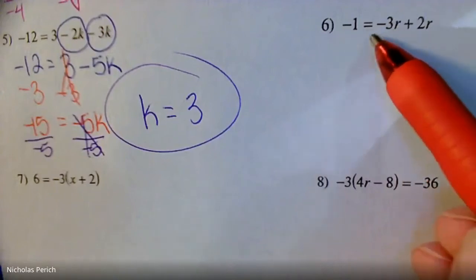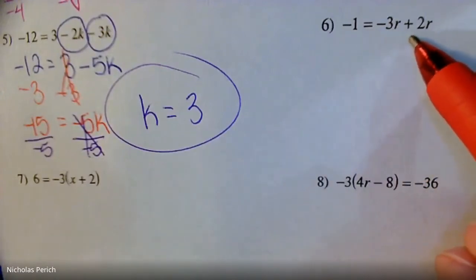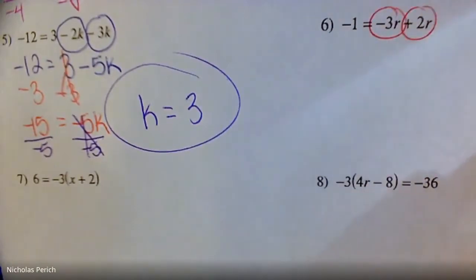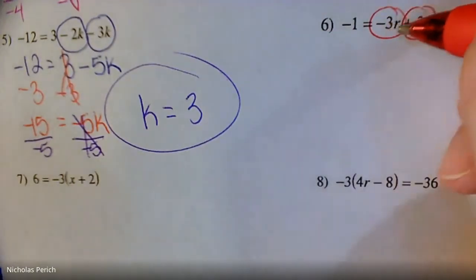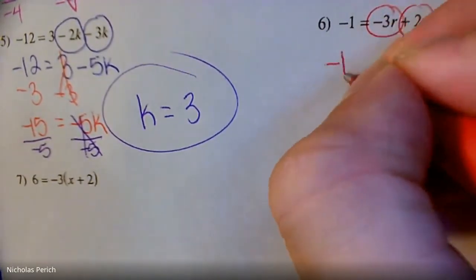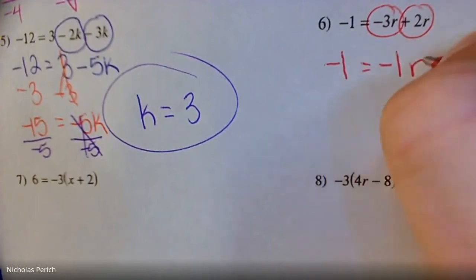Negative 1 equals negative 3r plus 2r. Well, look at that. I can combine like terms right away again. If you haven't noticed the theme to today's live lesson, it's that you could usually combine like terms. So I have negative 3r plus 2r. Negative 3 plus 2 is negative 1. So negative 1 equals negative 1r.